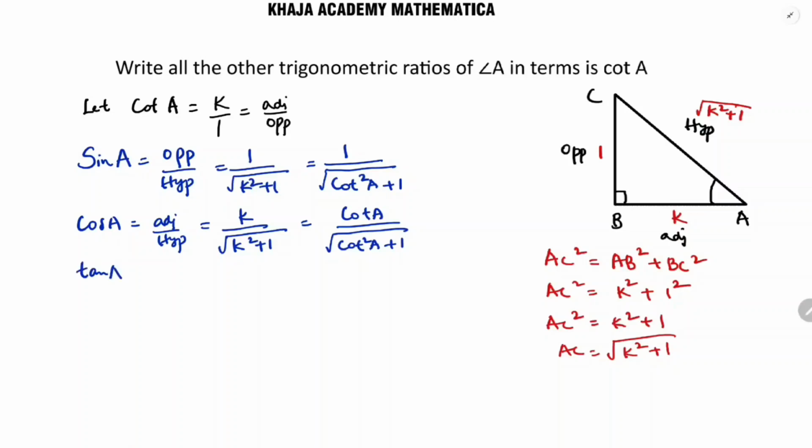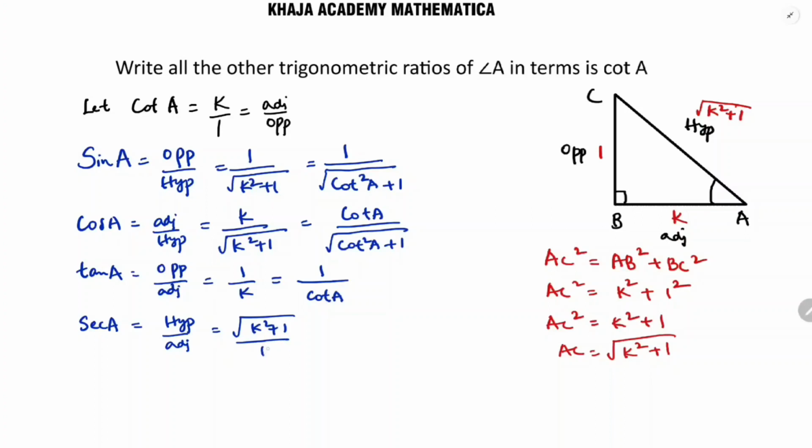Next, tan A is opposite by adjacent. Opposite is 1, adjacent is k. 1 by k, in place of k cot A. Next, cot A we already have, so I'll write sec A. Sec theta ratio is hypotenuse by adjacent. Hypotenuse is under root k square plus 1. Adjacent is k. So wherever it is k, just write cot A. So under root cot square A plus 1 by cot A.